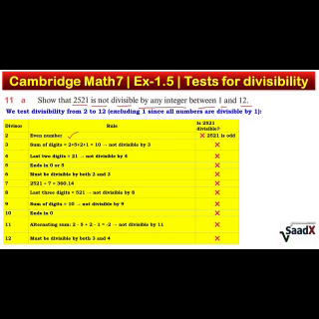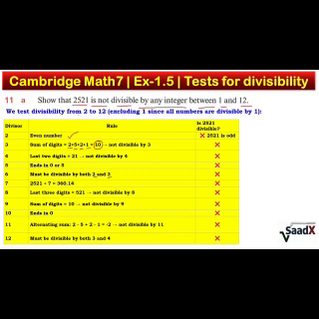Is 2521 divisible by 3? No. Because when we sum the digits, 2 plus 5 plus 2 plus 1, it becomes 10. 10 is not divisible by 3. For 4, the last 2 digits are 21, so it's not divisible by 4. The last digit needs to be either 0 or 5 to be divisible by 5. Here the last digit is 1, so it's not possible. 6 must be divisible by both 2 and 3, so 2521 does not qualify.